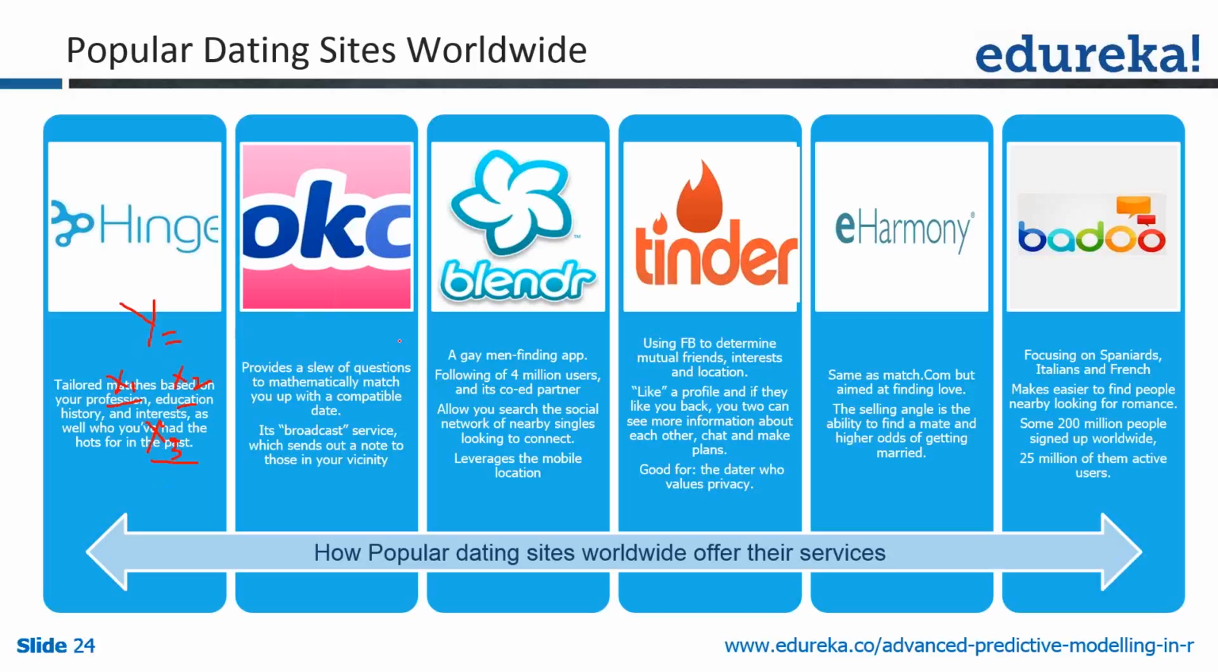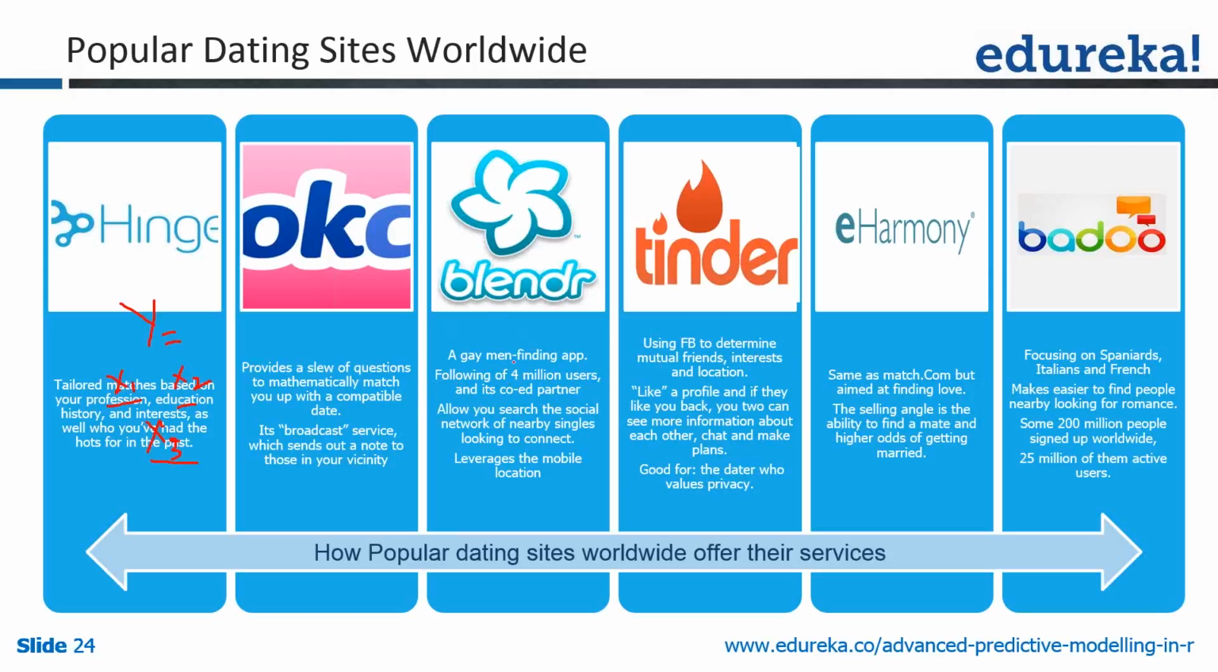Then you have OKC. It provides a slew of questions to mathematically match you up with a compatible date. Right? And whenever you broadcast, that message goes to the people who are in your neighborhood. All right. When are you available? Right. You can give a time range, if you're traveling to a different country, that I'll be available from this date to this date, and I'm looking for a partner, things like that.